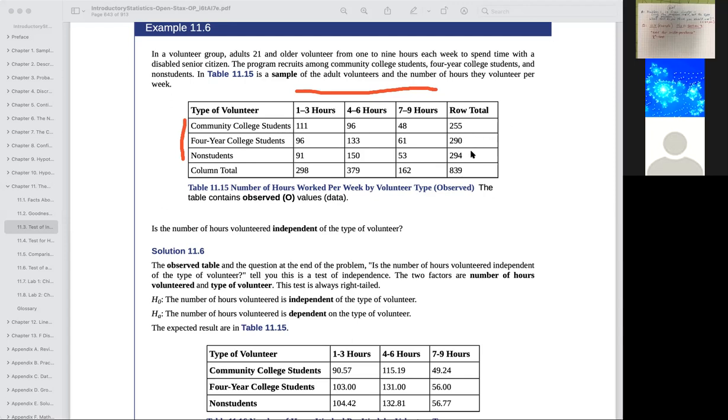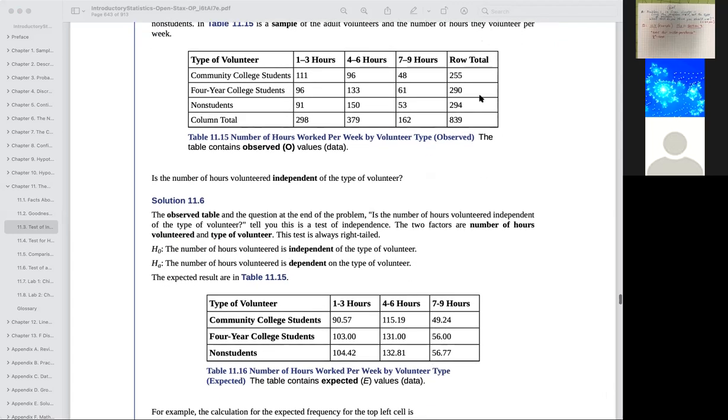What we had to do is use the row totals to make a table of what we expect. Let me clear those red lines off. And let me move this paper up while I'm looking at it. For example, 255 out of 839 people in the survey were community college students. So if everything was just proportional here, 298 out of 839 volunteered 1 to 3 hours. If everything was proportional, then this 298 out of 839 would tell me what number I should fill in for the 255 community college students.